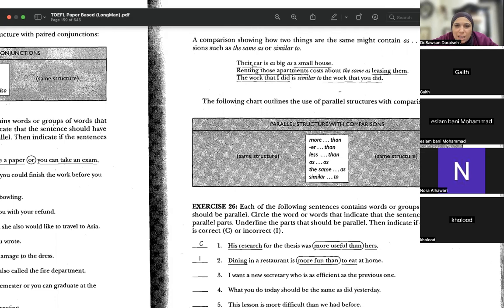What was the goal of our lesson? With these structures, the comparison structures, here in the middle, you see it? Before and after, the structures have to be parallel. The structure before this comparison and after it must be parallel. Their car, so a small house. This is what's similar in terms of structure. A small house is like their car.